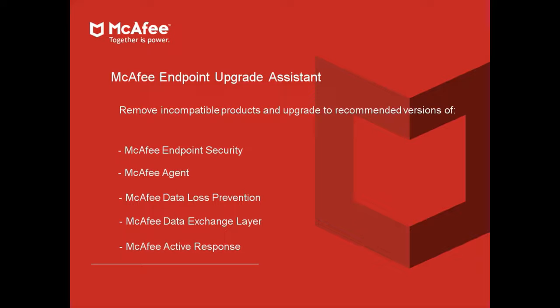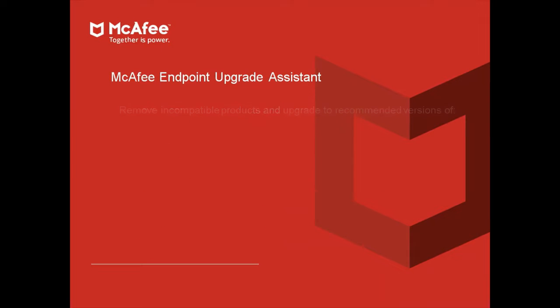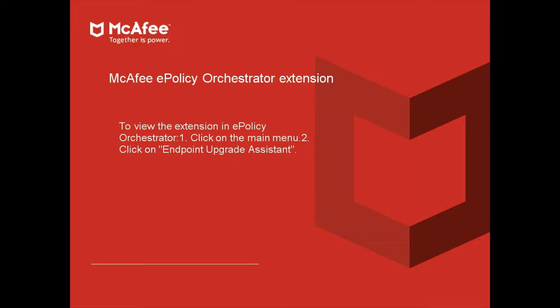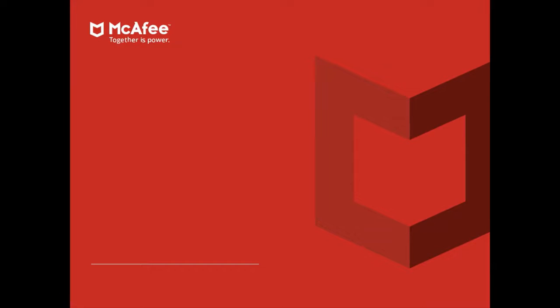The McAfee Endpoint Upgrade Assistant extension in ePolicy Orchestrator can be found under the Software section of the main drop-down menu. When the extension is installed and ePolicy Orchestrator is launched, the landing page will default to Endpoint Upgrade Assistant and instruct you of your endpoint upgrade readiness. To view the extension, click on the main menu and click on Endpoint Upgrade Assistant.